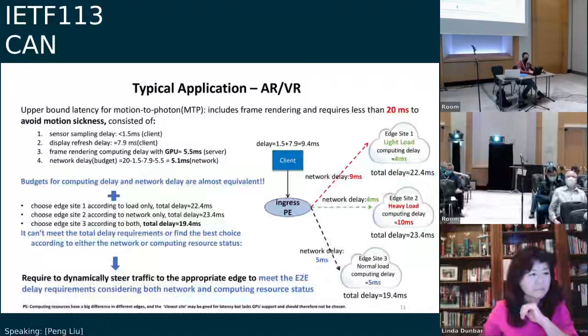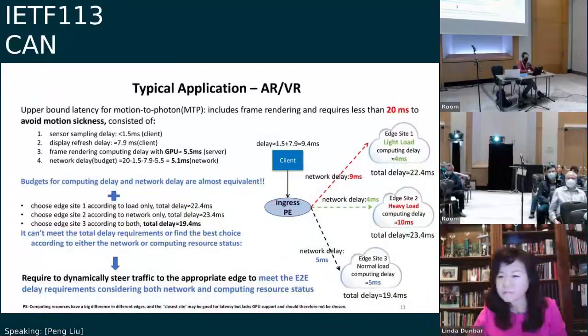This is a typical application of AR and VR as an example. The upper bound latency for motion to photon includes frame rendering and requires less than 20 milliseconds to avoid motion sickness. It consists of four parts. First is the sensor sampling delay, which can be seen as 1.5 milliseconds, and the second is display refresh delay, which can be seen as 7.9 milliseconds, and both of them are in the client and not controlled by the network or the cloud or server.